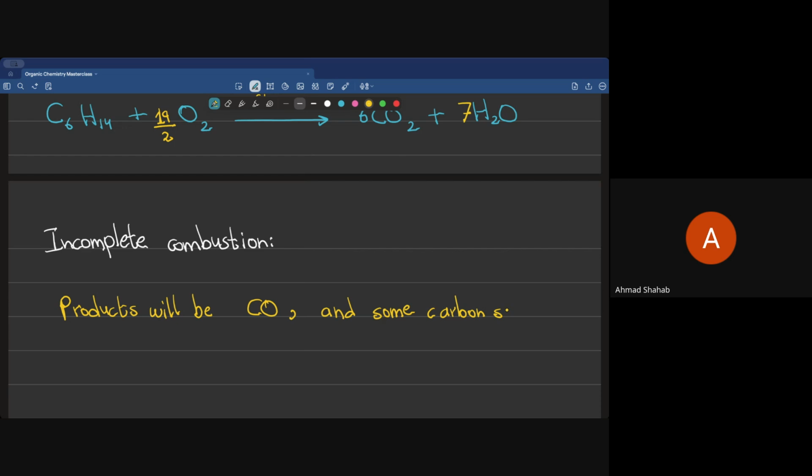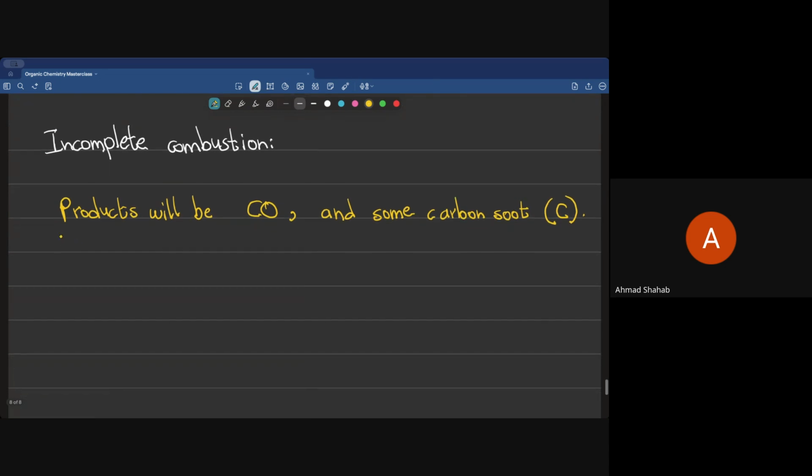This is a black sort of carbon, and that essentially is carbon alone. Carbon alone we also call carbon soot, if the examiner uses this word, although it is very unlikely, but if it says carbon soot or black carbon soot, that is carbon alone. Carbon monoxide and carbon soot will be produced in case of an incomplete combustion. Carbon dioxide and water can also be produced, but the difference is that carbon monoxide and carbon will be produced.